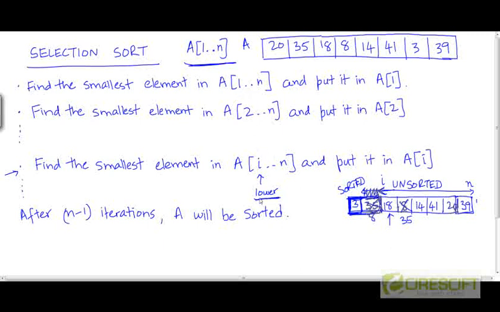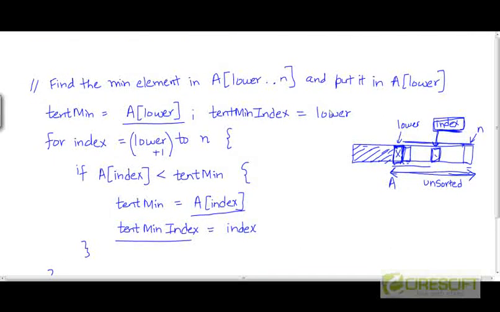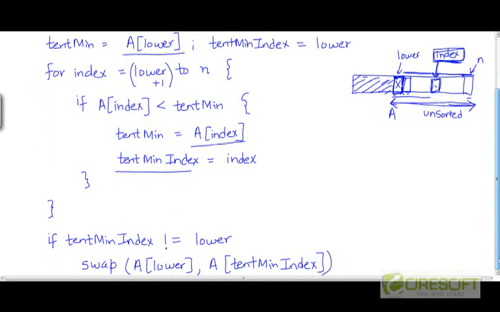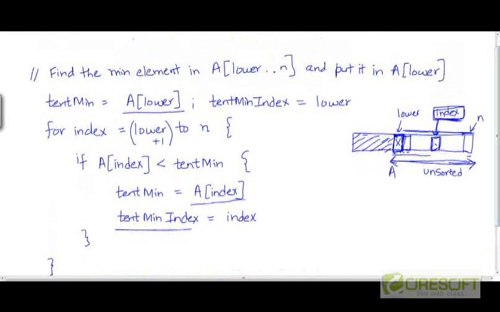It's going to appear within a loop where the lower, or the first element of the unsorted portion, is varied from 1 all the way up to n minus 1. So this whole code that we just saw is going to appear inside a loop.